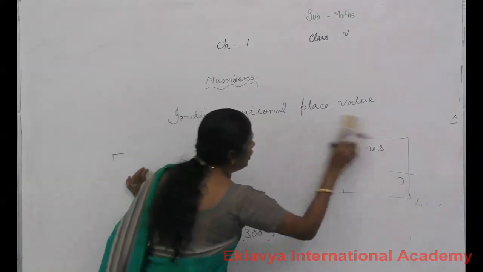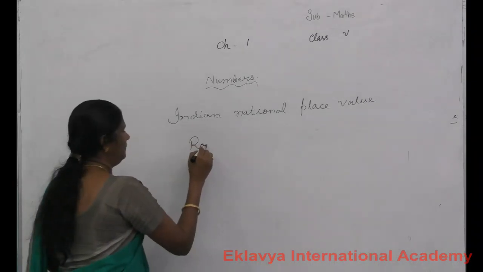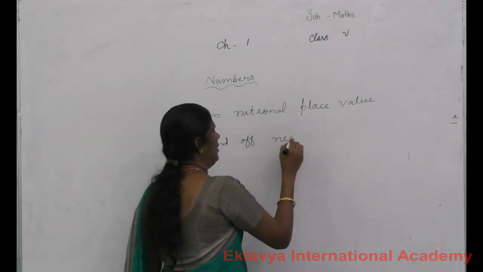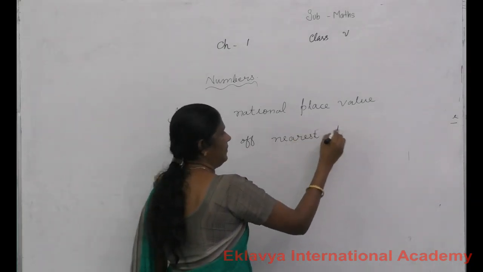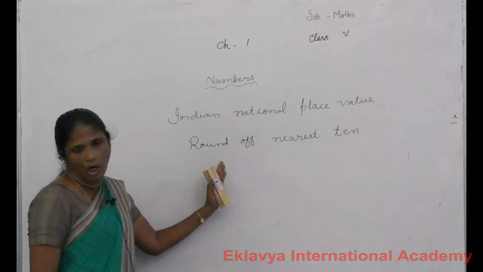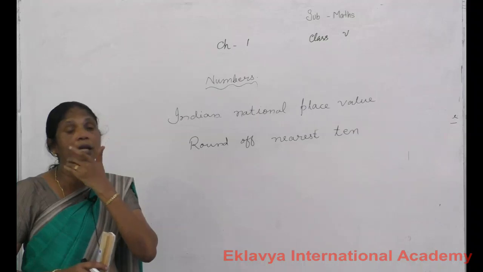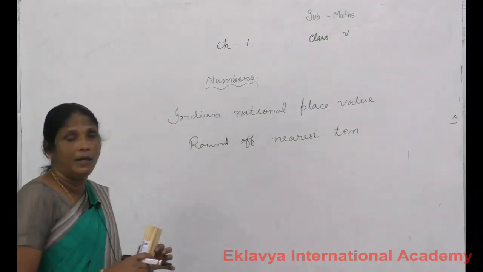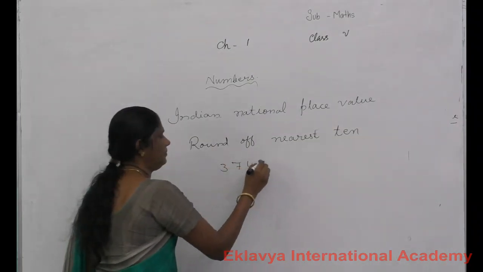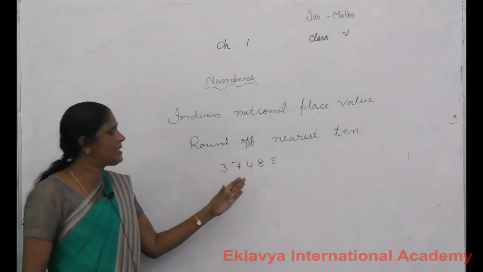Next, round off. Round off to the nearest 10. We round off to the nearest 10. We look at the ones place. Which place? The ones place.